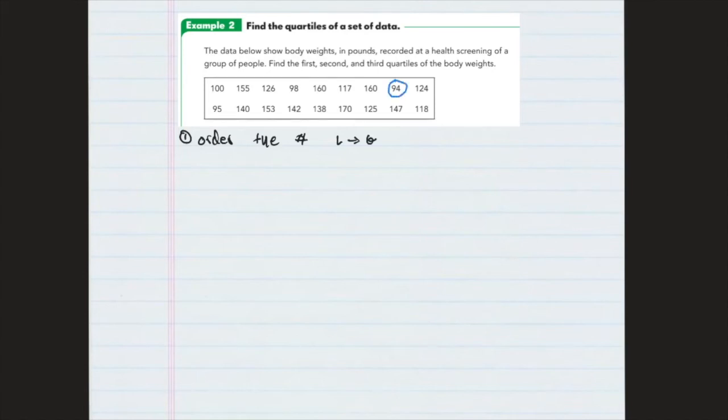Because I'm using that number, I'm going to write 94. Now, you want to look, are there any other 94s? Because there can be repeats. It doesn't look like there are any. So next we want to find 95. Is there a 95? There is a 95. I'm just going to keep on going. After 95, is there a 96? There's not, but there is a 98. So we circle 98, and we keep going.